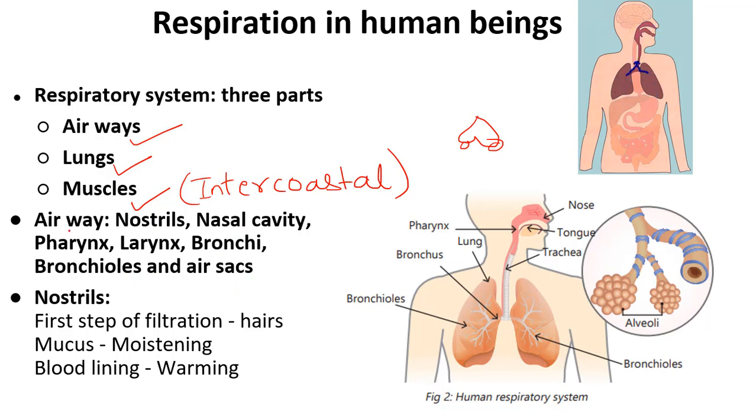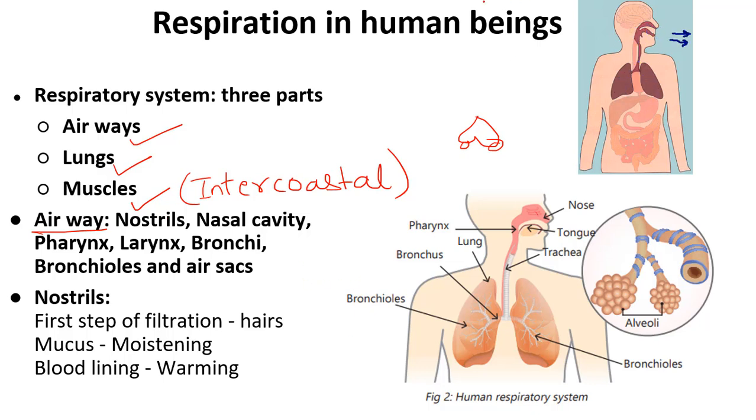Okay, so airways. What do airways consist of? Nose, from which the air enters. Nose, nasal cavity, pharynx, then larynx. Then you have bronchus, bronchi, bronchioles, and air sacs. So let's study the first part of airways, that is nostrils.